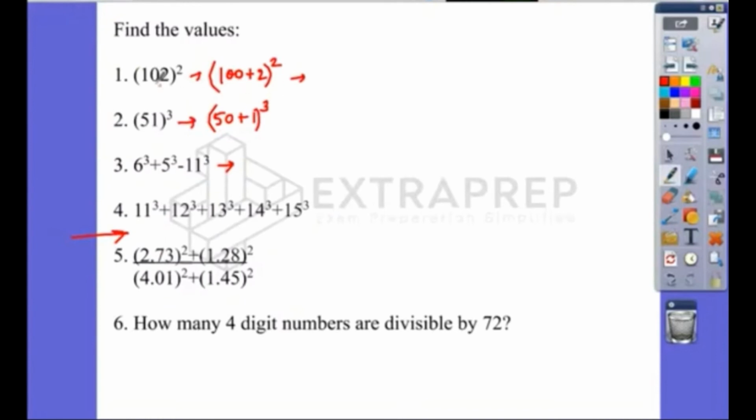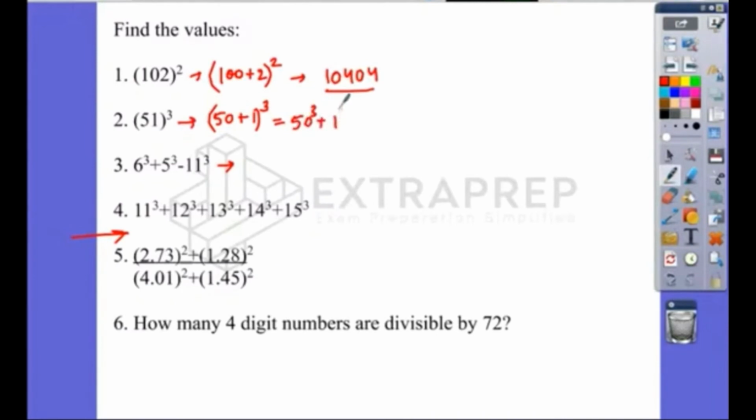Let's solve the problems. 102 whole square is 100 plus 2 whole square, which is 100 square plus 2 square plus 2 into 2 into 100. 100 square is 10,000 because 100 has 2 zeros. 100 square should have 4 zeros. That's 10,000 plus 2 square is 4. 2 into 2 into 100 is 400. So 10,404 is the answer.